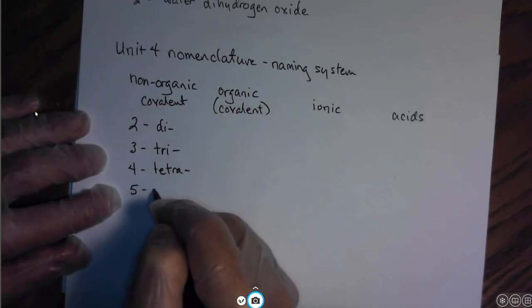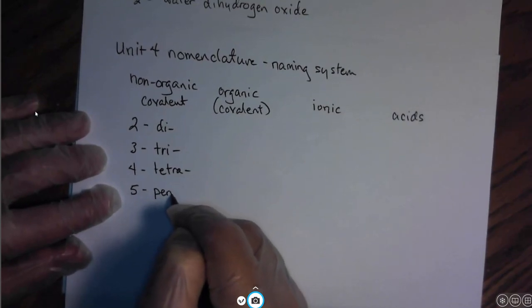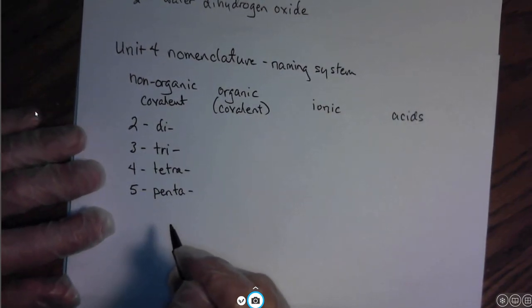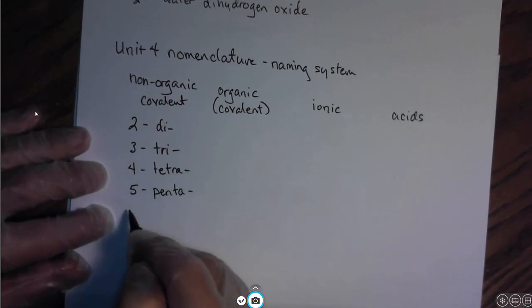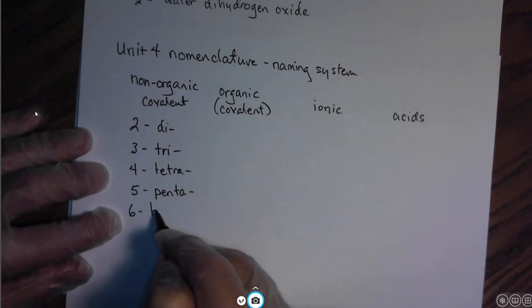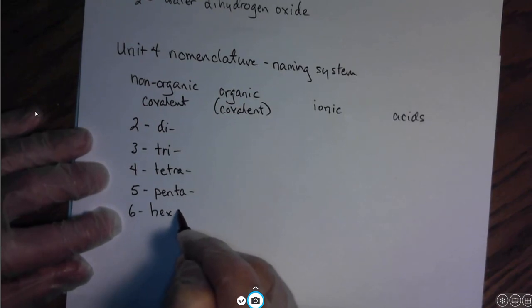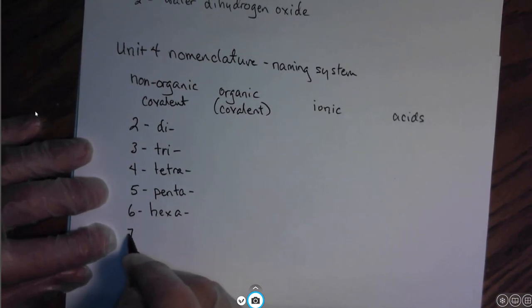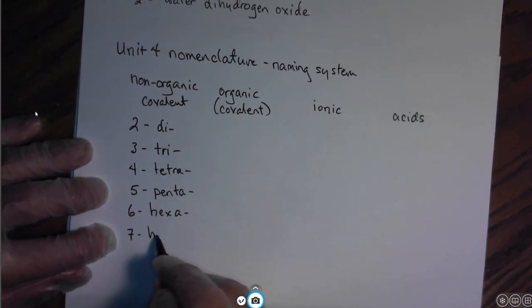Five is penta, like pentagon. Pentagon is a building that has 5 sides. 6 is hexa. 7 is hepta.